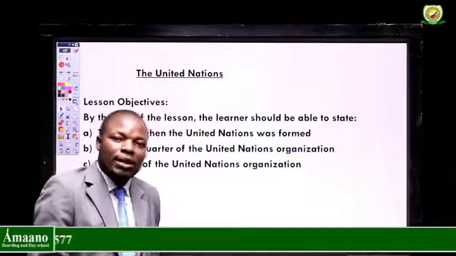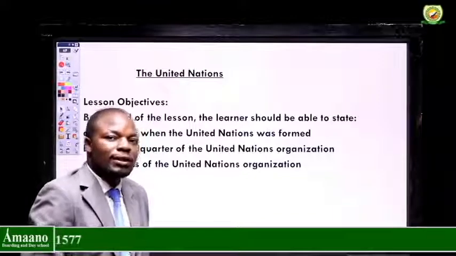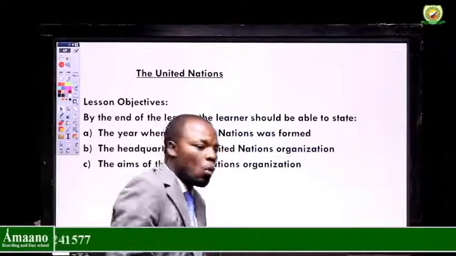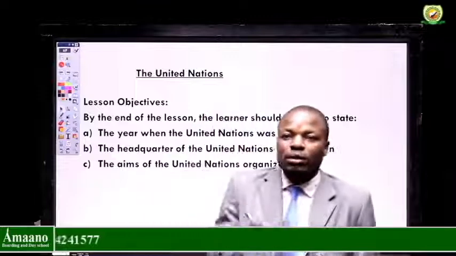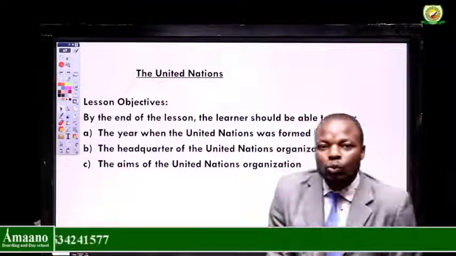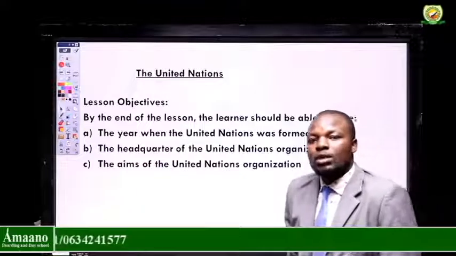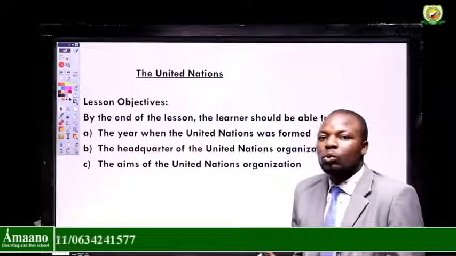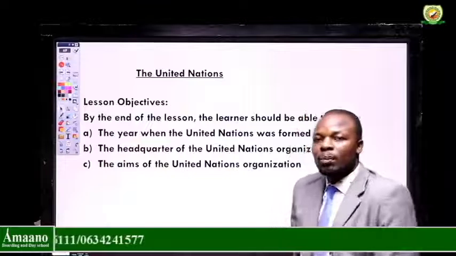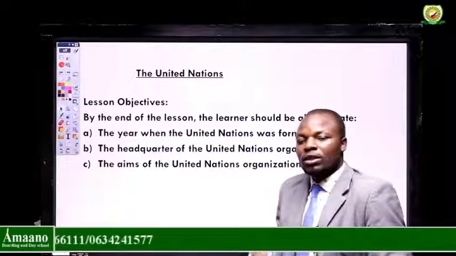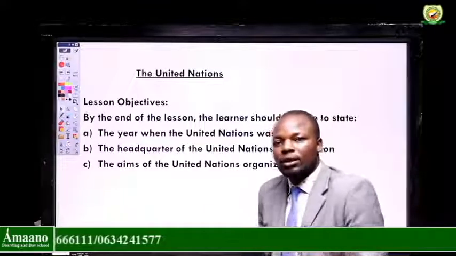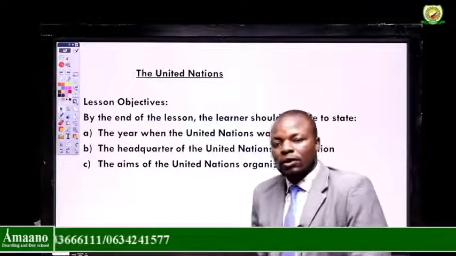Now, you remember very well in our previous lesson, we looked at how the Second World War started, the reasons that led to the Second World War, and we also looked at before the World War, there was a League of Nations, an organization that was supposed to stop the Second World War, but it did not stop it. So the Second World War took place actually in 1939 to 1945.